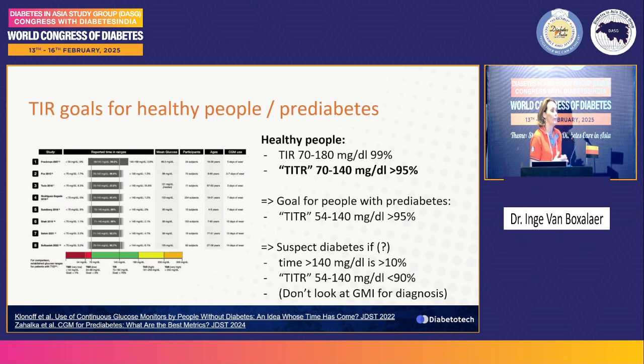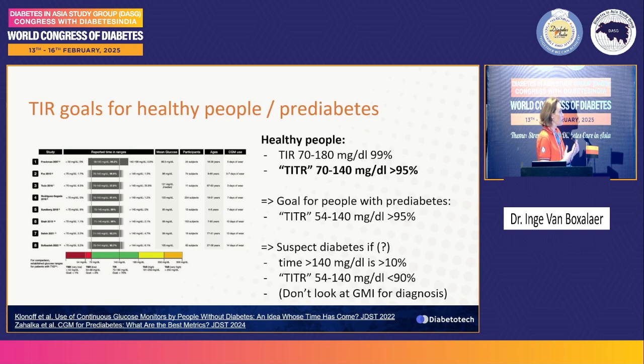And then more and more people are using CGMs if they don't have diabetes. And then it's a little bit more tricky. There is not a lot of consensus there. We do know, if you look at the time in range, this is not really clinically meaningful in people without diabetes, because it will be 99%. So it's better to look at the time in tight range, the time between 70 and 140 milligram per deciliter. In people who are healthy, this is normally above 95%.